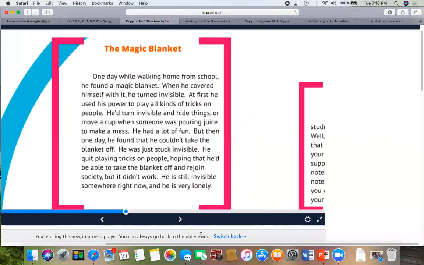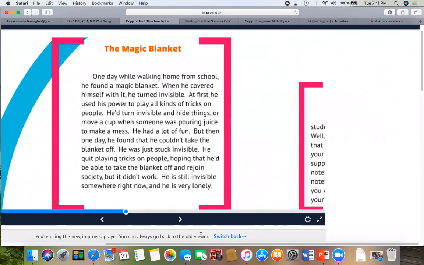The next one says the magic blanket. One day while walking home from school, he found a magic blanket. When he covered himself with it, he turned invisible. At first, he used his power to play all kinds of tricks on people. He'd turn invisible and hide things or move a cup when someone was pouring juice to make a mess. He had a lot of fun. But then one day he found he couldn't take the blanket off. He was just stuck invisible. He quit playing tricks on people, hoping that he'd be able to take the blanket off and rejoin society, but it didn't work. He is still invisible somewhere right now, and he is very lonely.